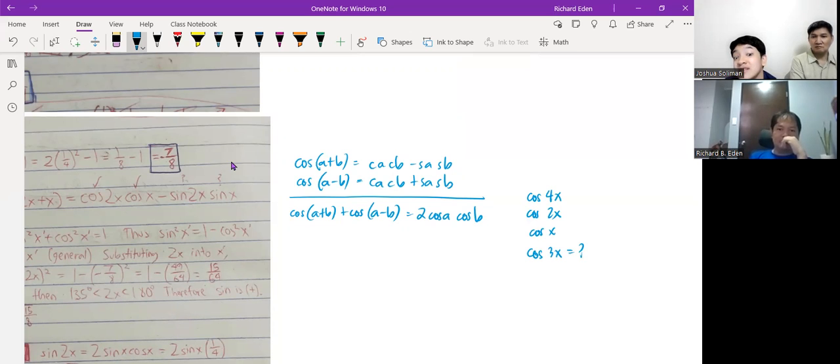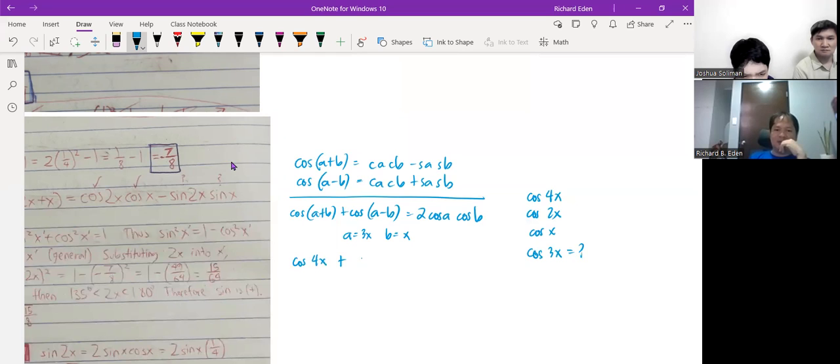So in this equation, there are 4 cosines. And so what we want to do is choose A and B such that these 4 cosines are going to end up being the cosines of 4x, 2x, x, and 3x. So one way to do that is by letting A be 3x, let B be x. So we get the cosine of 4x. So that's cosine of A plus B.